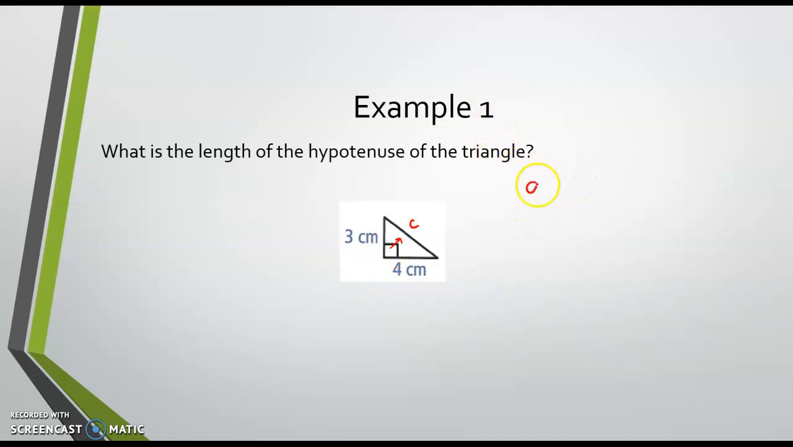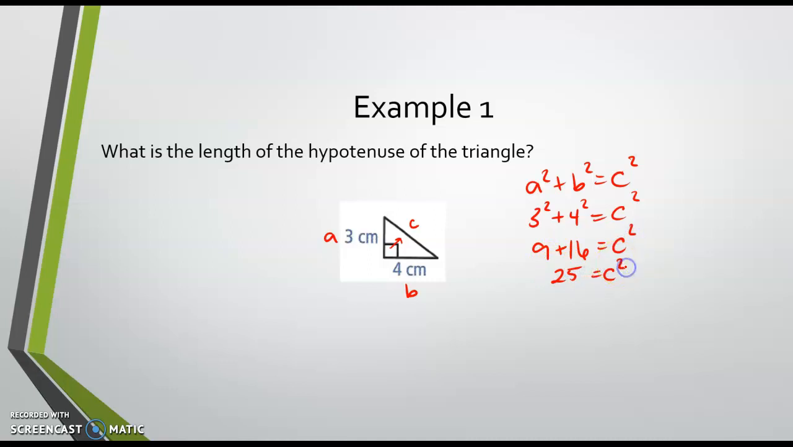So I know that A squared plus B squared equals C squared. I'm just going to randomly say that this is A and this is B. And so I'm going to substitute: 3 squared plus 4 squared equals C squared. Remember, squared means to multiply by itself. So 3 squared is 9. 4 squared is 16. I'm going to add those together and get 25.